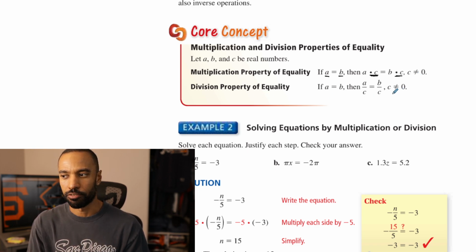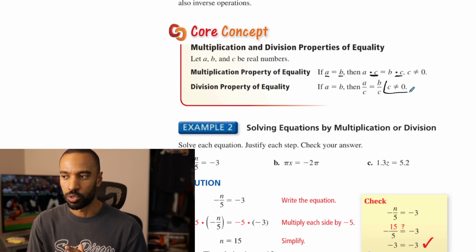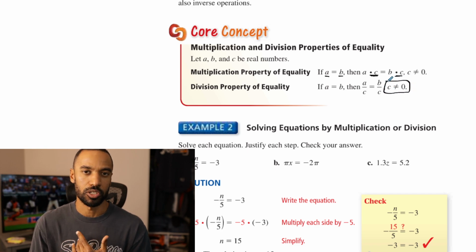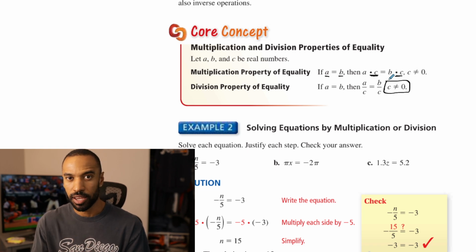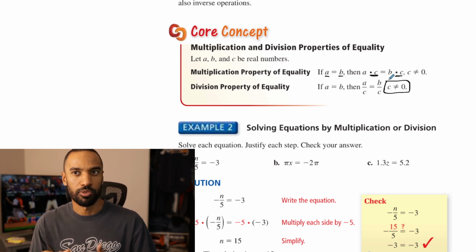It's much more important here for the division property of equality. If a equals b, then a divided by c equals b divided by c. C can't equal 0. This one is an absolute must to really talk about here because you can never divide by 0. Division by 0 is undefined. For the same reason that I kind of mentioned before.